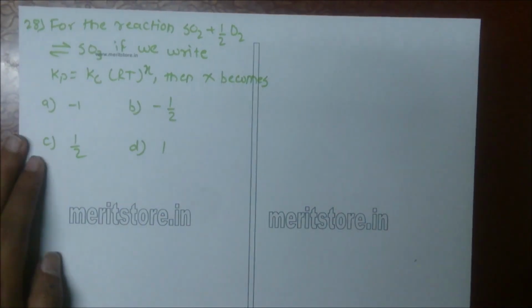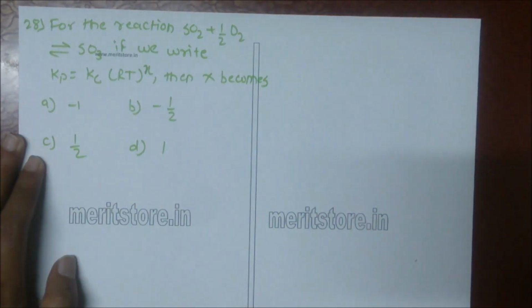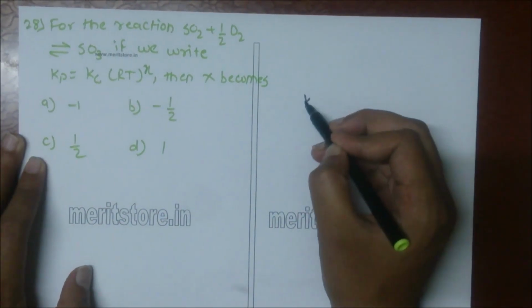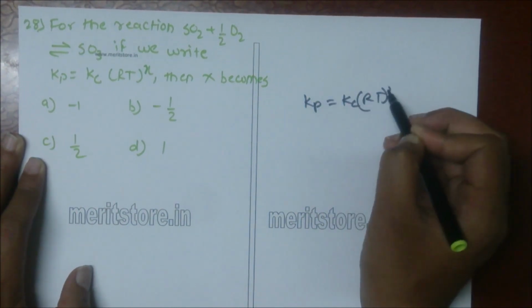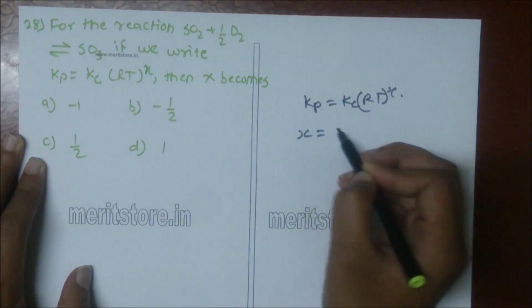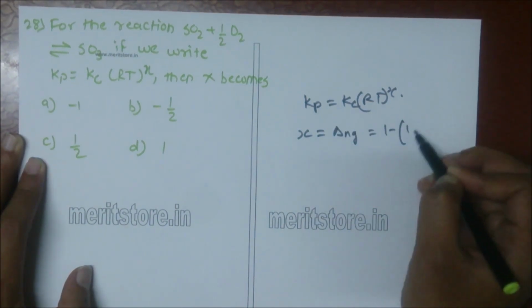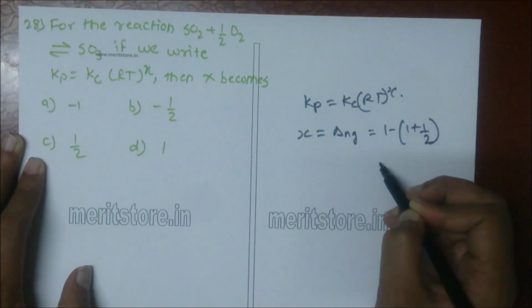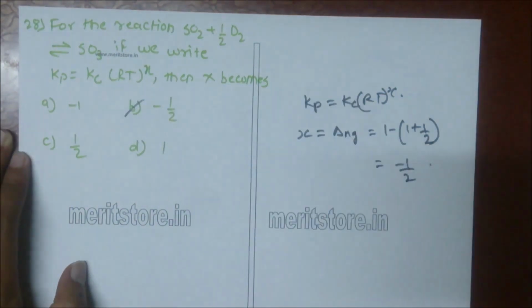For the reaction SO2 plus half O2 gives SO3, if we write Kp equal to Kc RT raised to x, then x becomes, we know that Kp equals Kc into RT raised to x, where x equals delta Ng equal to 1 minus 1 plus half. So it will become minus half. So option B is the correct answer.